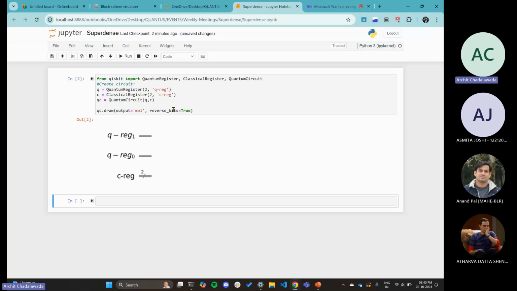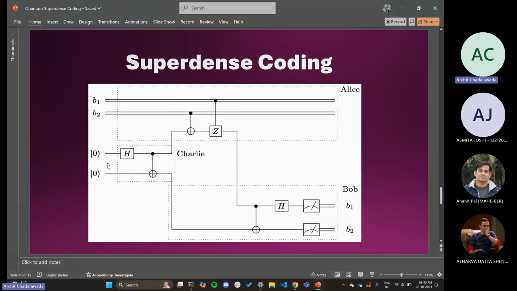And I just put reverse bits true because the way I've chosen to denote it is Q1 is the top qubit and Q0 is the bottom qubit. So here, Q1 is the top qubit and Q0 is the bottom qubit. Initially, by default, all qubits in circuits start off with 0, 0.